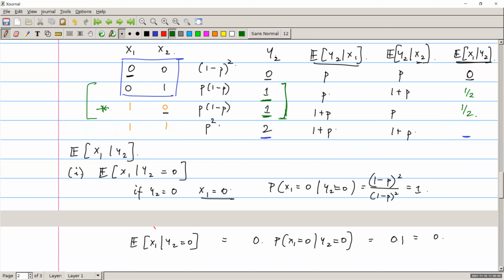Can you do this by inspection without actually having to do computations? x1 has to be 1 if y2 is 2. Right, so this will be 1. Yeah, so this will be 1. Very good.